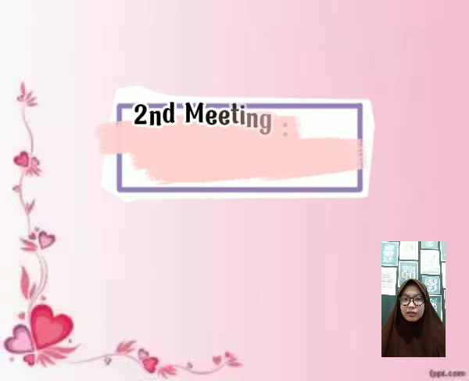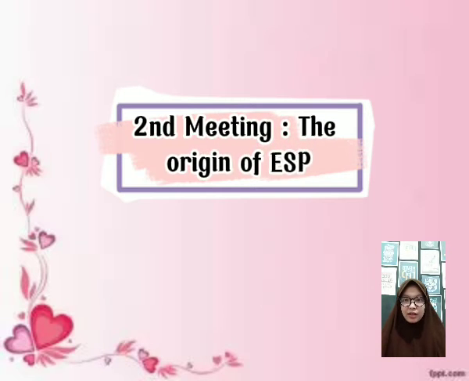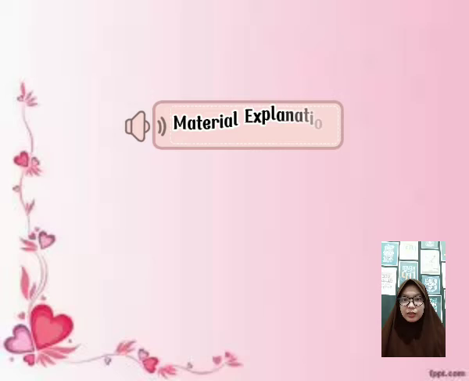The second meeting, the origin of ESP. As with most developments in human activity, ESP was not a planned and coherent movement, but rather a phenomenon that grew out of a number of convergent trends. These trends have occurred in a variety of ways around the world, but we can identify three main reasons common to the emergence of ESP.